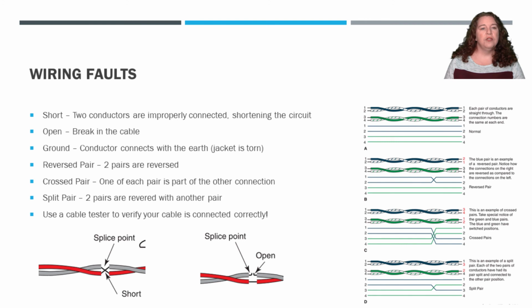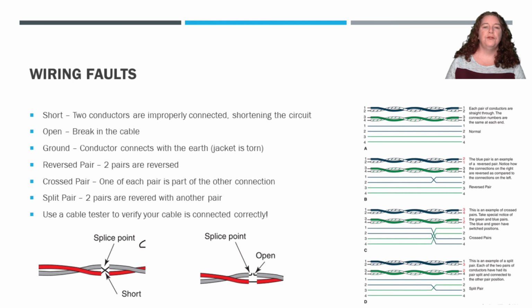We also have the option of an open, which is simply a break in the cable. There's a hole in the cable. That's not good. And we can ground our cables. So if any of those conductors are actually in connection with the earth, so if the jacket's torn and it's touching dirt, or it's touching ground, or it's grounded, that will also cause problems with the electrical circuits running through them.